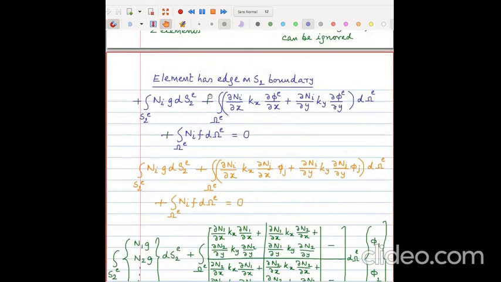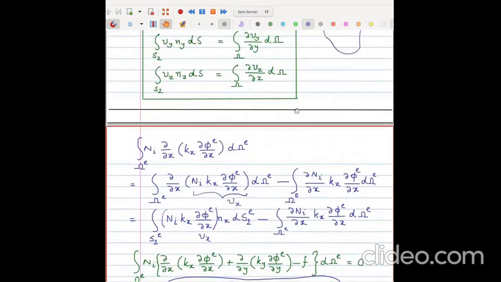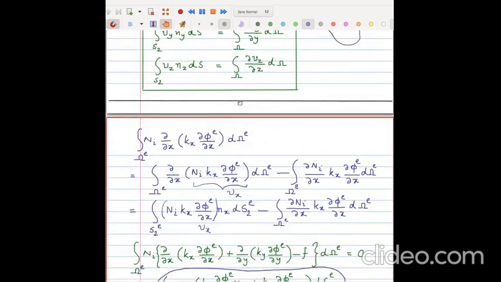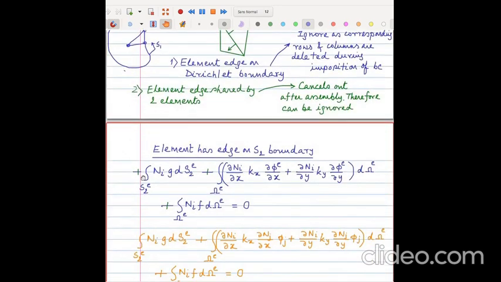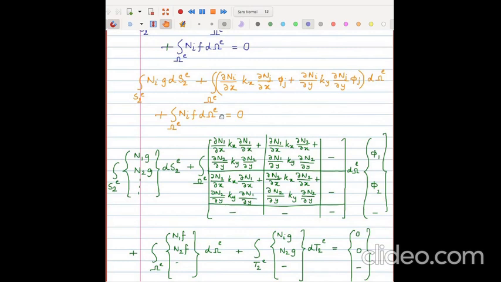Okay. Now if the element has its edge on the S2 boundary, then this term has to be taken into consideration, and you know kx del phi/del x nx plus ky del phi/del y ny, from the boundary condition, you know that this is minus g. So we put minus g here, minus this equal to 0, and we make all of them positive. So this is the equation.